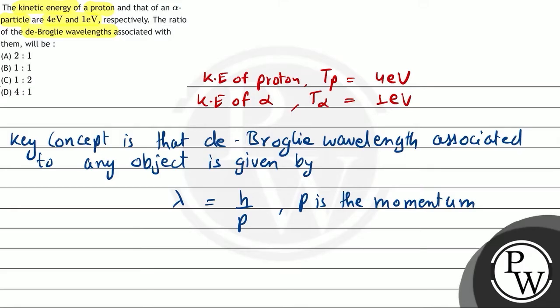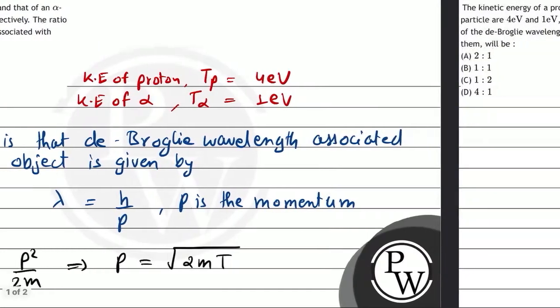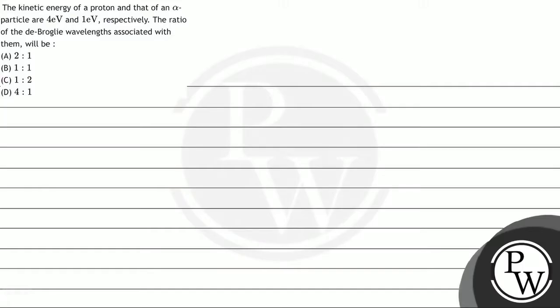Okay, and we know the kinetic energies. So we have to use the relation that kinetic energy of any object is equal to p square by 2m, which implies that momentum of any object is equal to root of 2mT, where T is the kinetic energy. Okay, so now substituting this expression, we have lambda is equal to h over root 2mT, in place of p, where T is our kinetic energy.